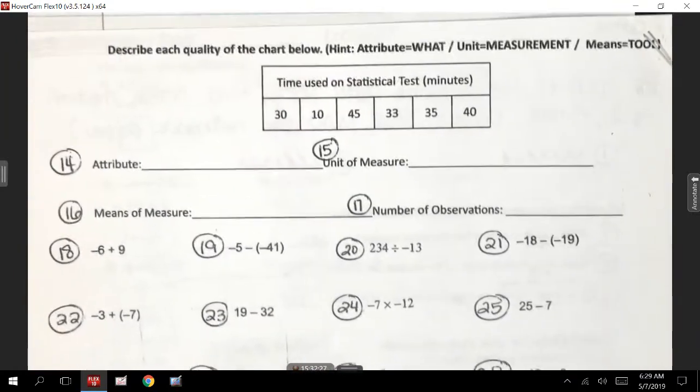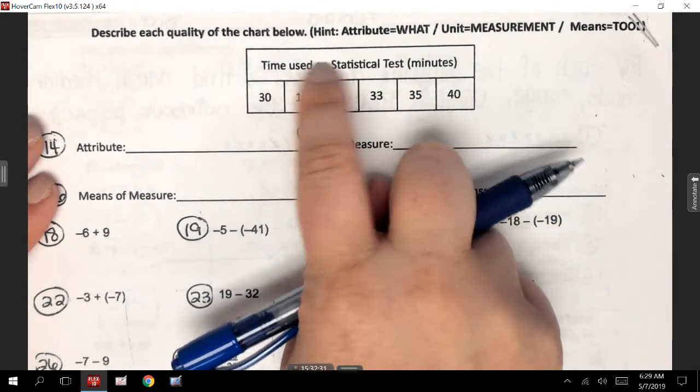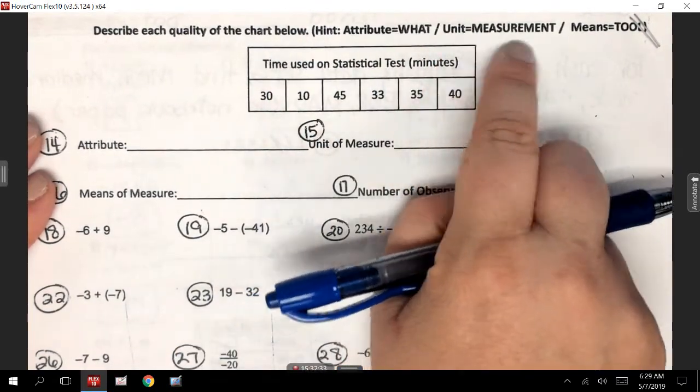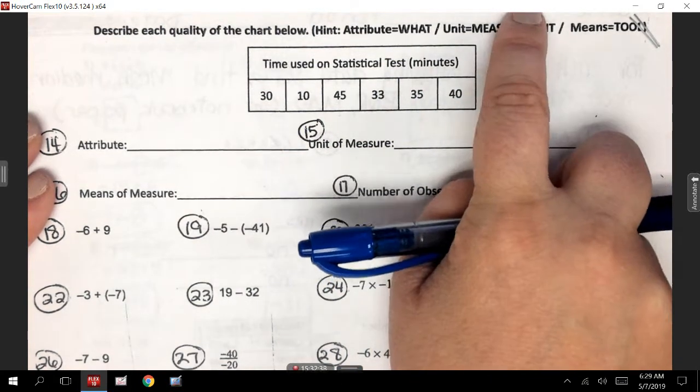All right, let's flip it over. Last part, guys, we're almost there. So exciting. All right. Remember, the attribute is what it's talking about. Guys, that's basically your title. The unit is the measurement that you're using. The means is the tool that you're going to use to get your measurement.